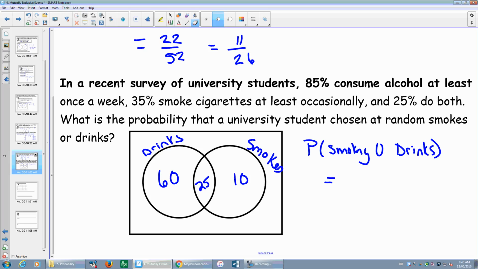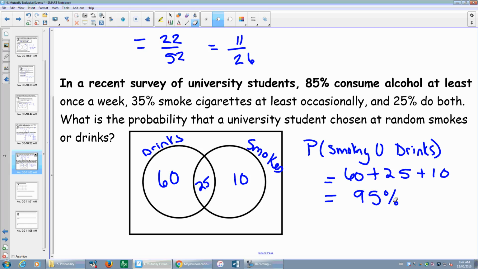How? Why do I add them all up? I actually end up adding all of them together. I do 60 plus 25 plus 10 gives you 95% of students, because this is given in percentages.